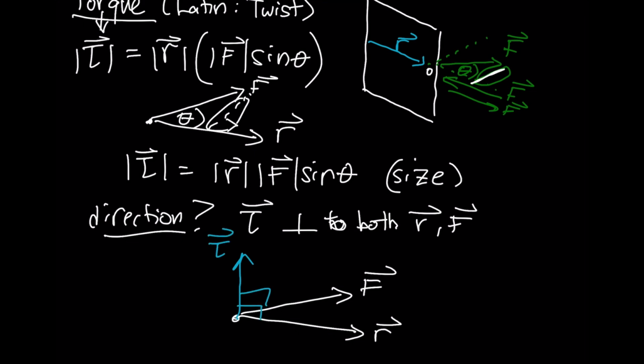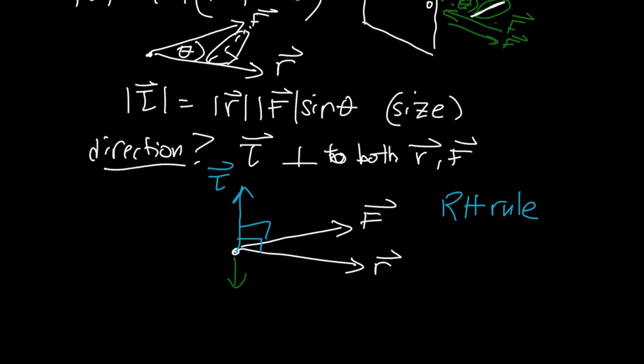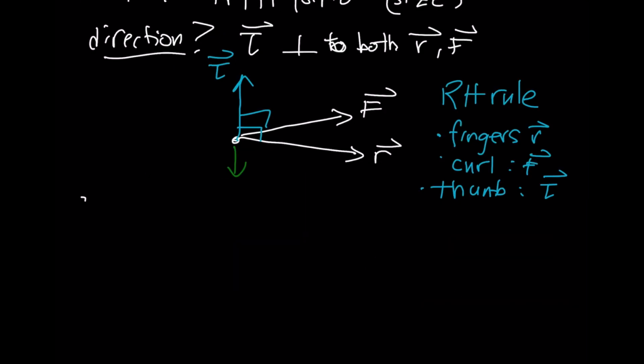Now, two vectors fit this bill. You could have one pointing up or one pointing down. So physics people decided that they would use the right-hand rule when talking about this vector. The fingers point in the direction of R, they curl in the direction of F, and then the thumb points in the direction of this result. When we generalize this, we come up with a new vector product called the cross product.